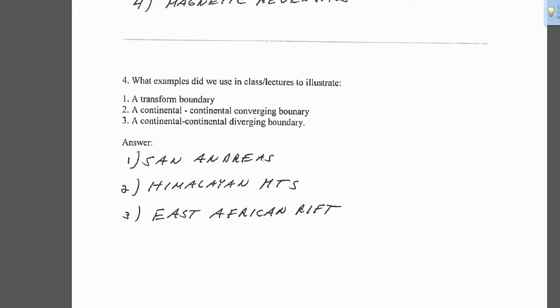We used the San Andreas Fault out in California. Continental converging boundary, the Himalayan mountains, the Indian plate smacking right into that Eurasian plate, and the East African Rift or the Red Sea would also work here. We looked at both of those as really they're continental diverging boundaries.